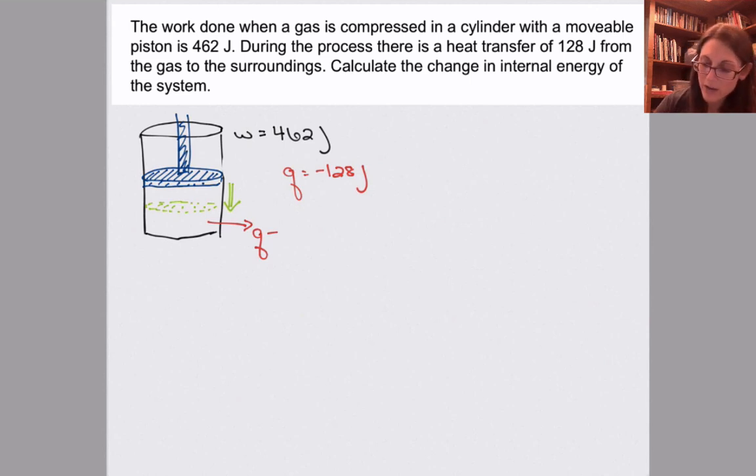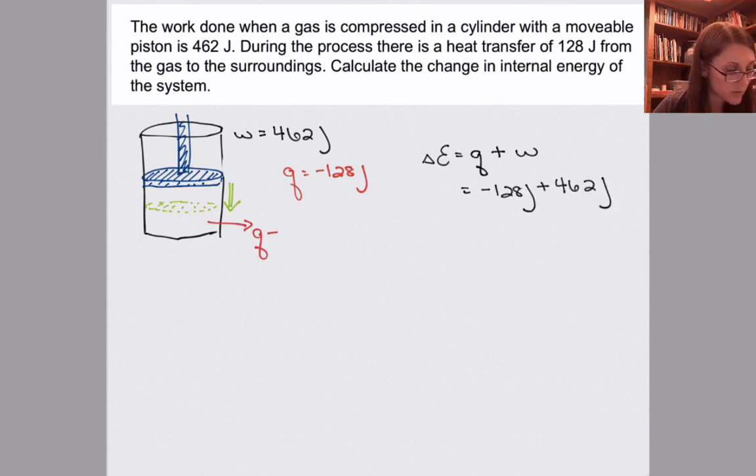And so if I want to calculate the overall change in energy, which is the change in the heat plus the change in the work, since Q is a negative 128 joules, but work is a positive 462 joules, overall, I have a change in energy that is 334 joules.